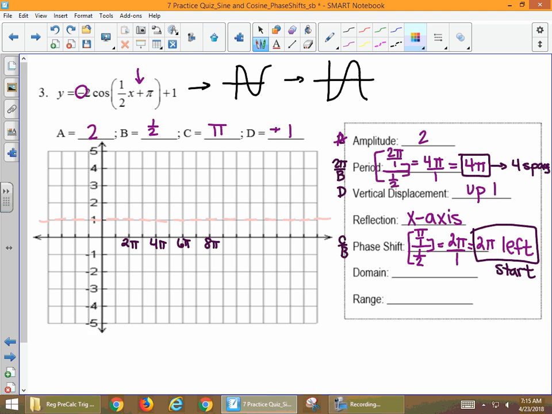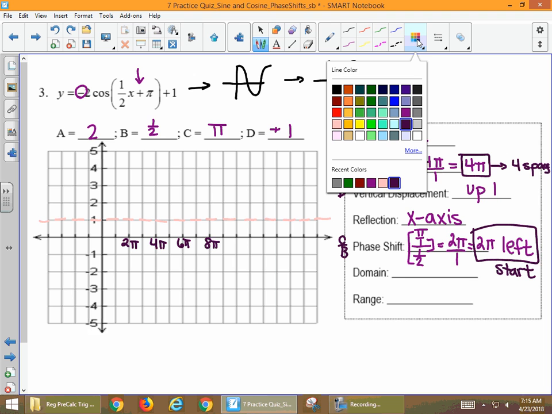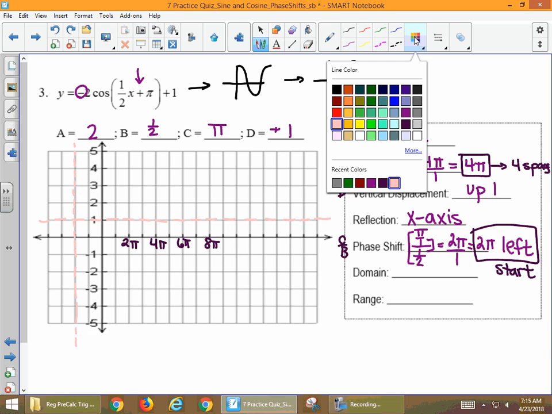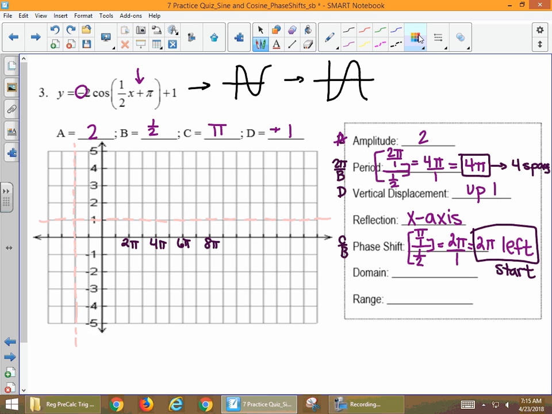So my midline is moved up 1. My start, instead of the y-axis, I'm going to start 2 pi to the left. So that's going to be, let me get another little dotted line going here. 2 pi to the left is going to be 2 spaces to the left. So I'm going to ignore the x-axis and y-axis and really just use my light pink lines here. My amplitude is 2. I need to start at a minimum now. So I'm going to start in relationship to this little crosshatch that I made in light pink. I'm going to start 2 down from there.